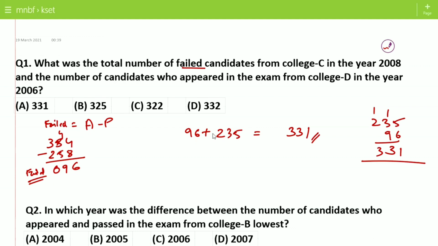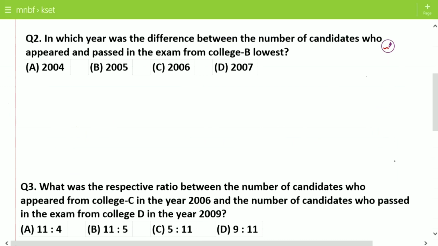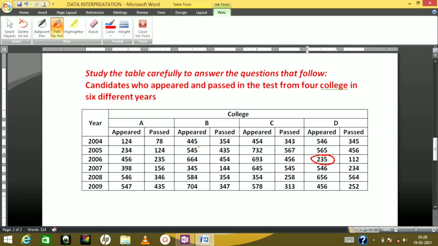So 331, that is option number A, is the answer for this question. In which year was the difference between the number of candidates who appeared and passed in the exam from college B lowest? So in which year the difference between appeared and passed was lowest?